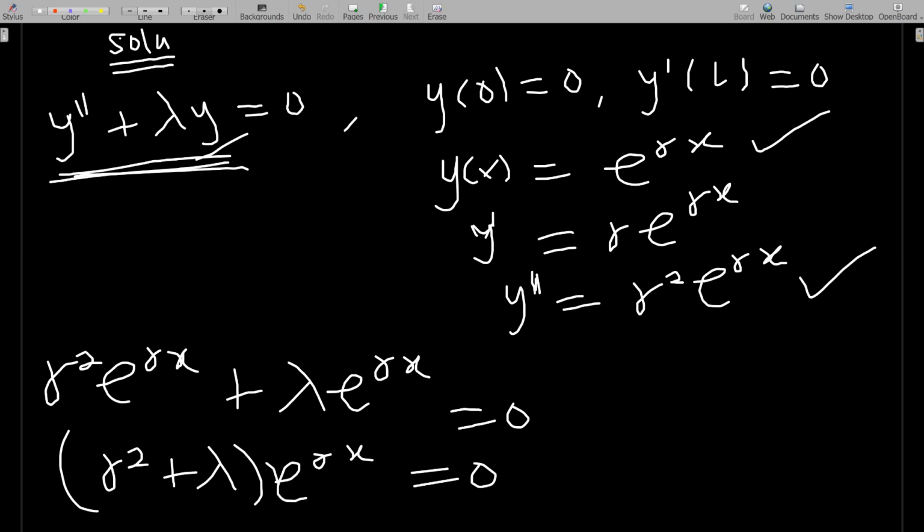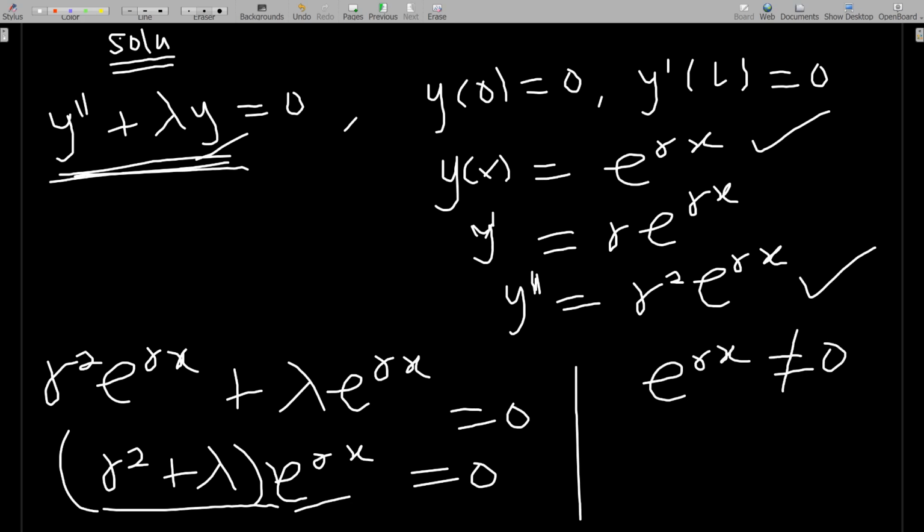Now, we have the product of two terms equal to 0. Either the first term is 0, or the other is 0. But if e^(rx) is equal to 0, then we have the trivial solution, and we don't want that to happen. So e^(rx) is not equal to 0. Then obviously the other one, r² + λ, should be equal to 0.